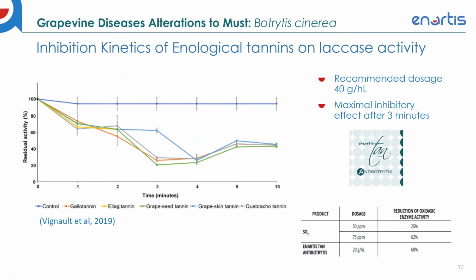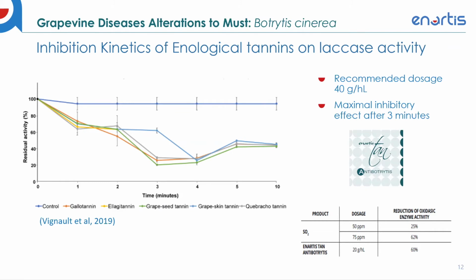And with many tannins, we see the residual activity of the actual laccase down to about 30%. So enological tannins are another tool that you can use early in the process. Typically I'd recommend adding tannin when the fruit is being crushed, or as soon as you have juice. The sooner you get the tannin in, the more phenolics you're going to be able to retain in the must, and the less laccase activity you're going to have.